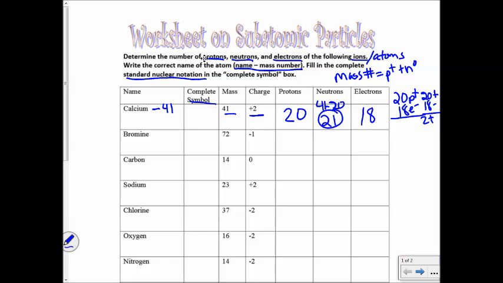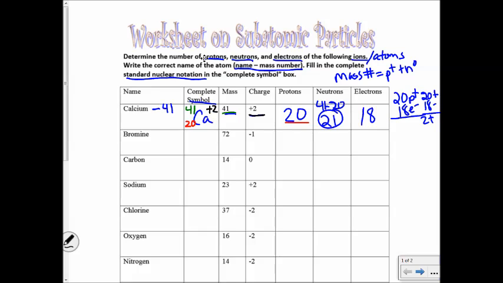Now, for the complete symbol, I'm still not done. Let's finish this. Ca. The mass number should go up here in the upper left corner. The atomic number, or protons, need to go in the lower left corner. And the charge goes where? In the upper right corner. Upper right corner to complete the symbol. That's what I want there. All of that needs to be done in order to get full credit.